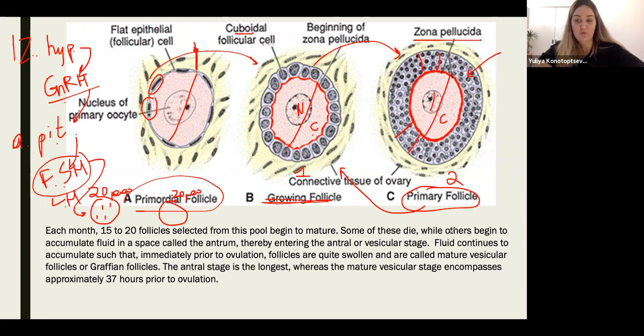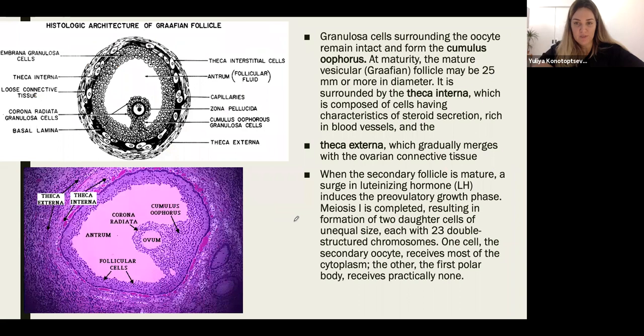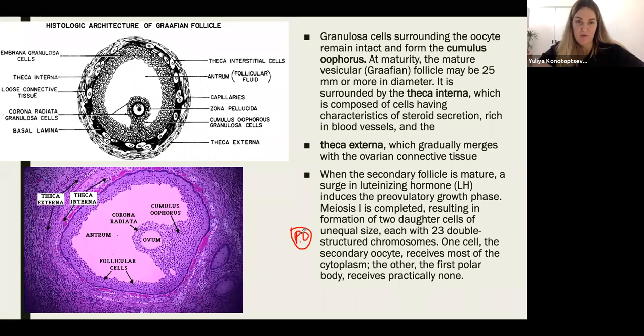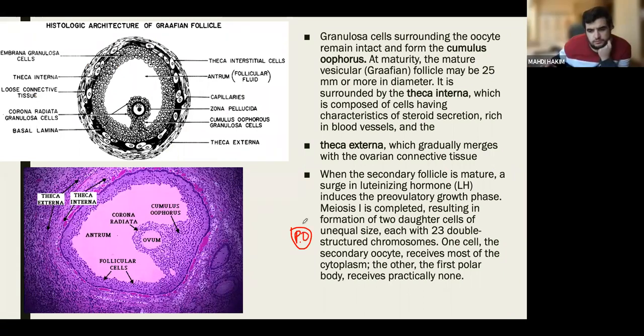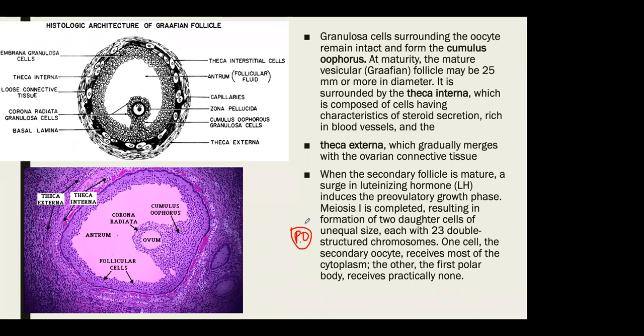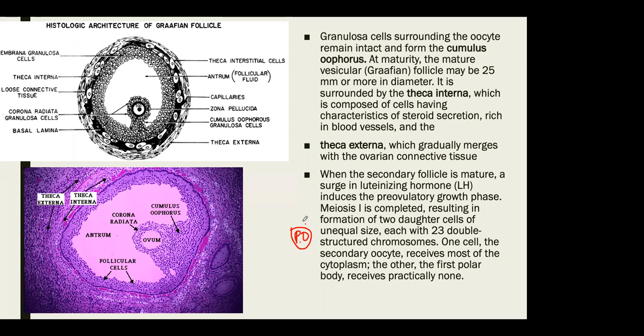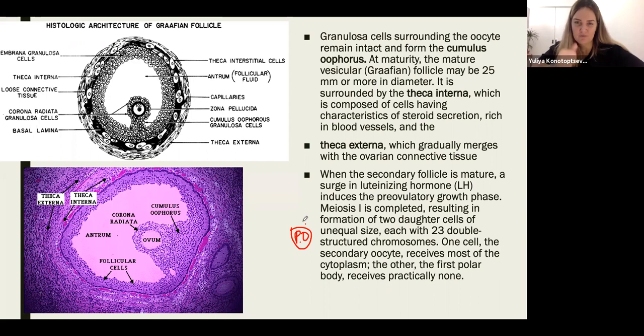Can we quickly draw a primary follicle? What is in the center of the primary follicle? Primary oocyte, nothing has changed. What is primary oocyte surrounded by? Not stratified cuboidal, not flat epithelial follicular cells, not mesenchyme. Zona pellucida. Primary oocytes are surrounded by zona pellucida.